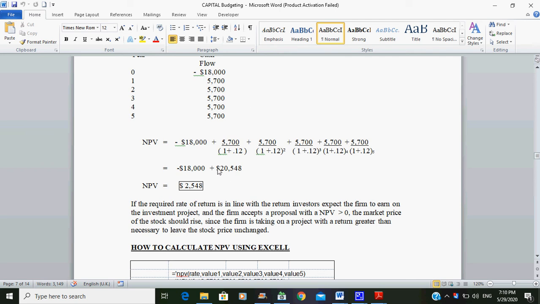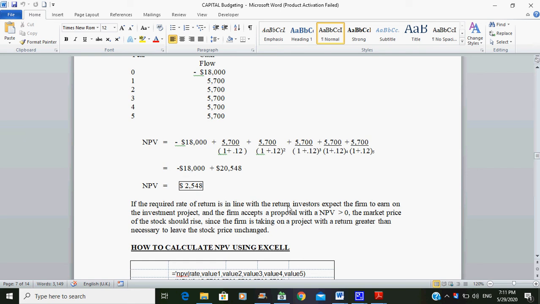You sum everything. That's why, when I was going through the video before, I said when you sum the NPVs, the NPV includes the initial outflow, the initial outlay, which is 18,000. And together you get 2,508 positive.